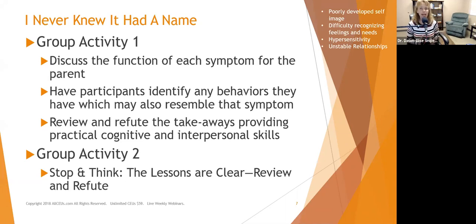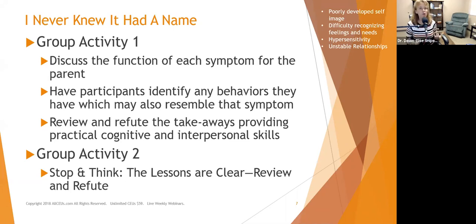So the first activity is to discuss the function of each symptom for the parent, and have participants identify any behaviors they have which may also resemble that symptom, such as alternating between extremes of valuation and devaluation, or having an unstable sense of self, always needing other people to tell you you're okay. Review and refute the takeaways, providing practical cognitive and interpersonal skills.